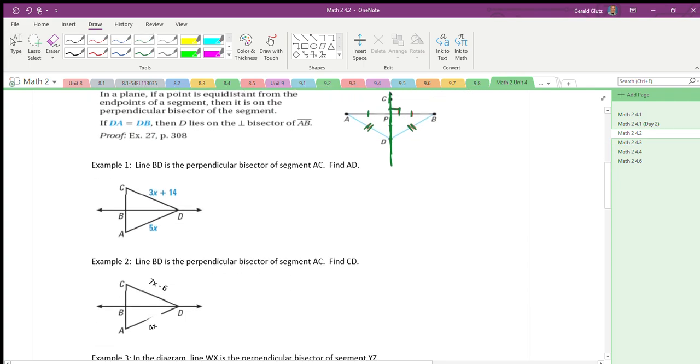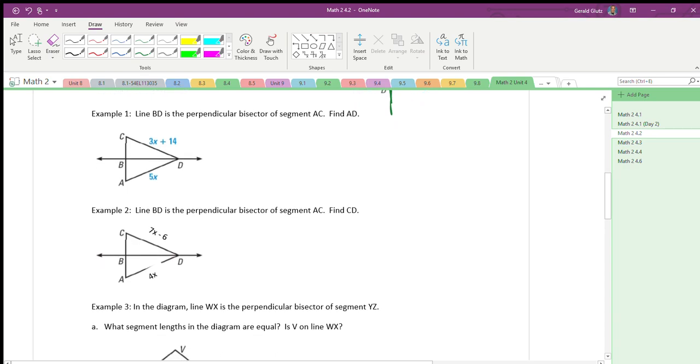So in example 1, we need to use that information. Line BD is a perpendicular bisector of segment AC. So that means Bisect Man is cutting right down the middle. Bisect Man cuts through it. So that means that we know BC and AB are congruent, and also DC and AD are congruent.